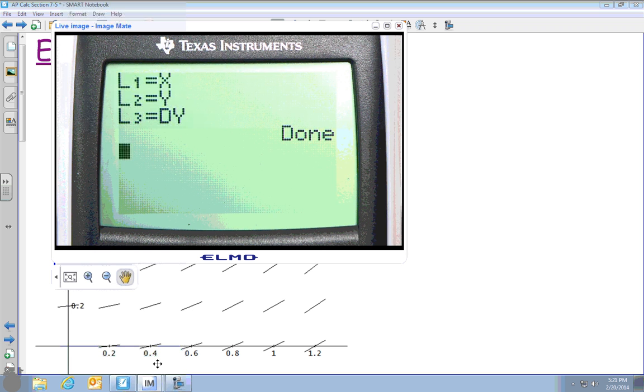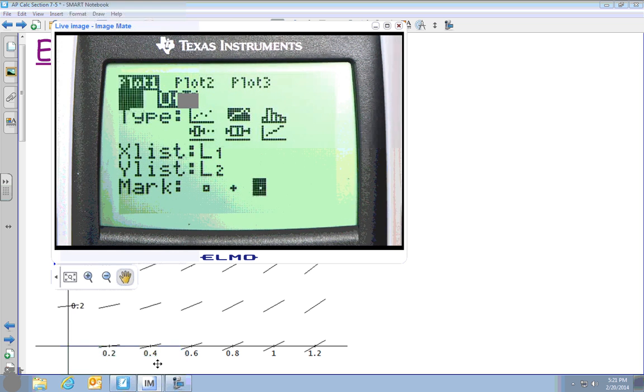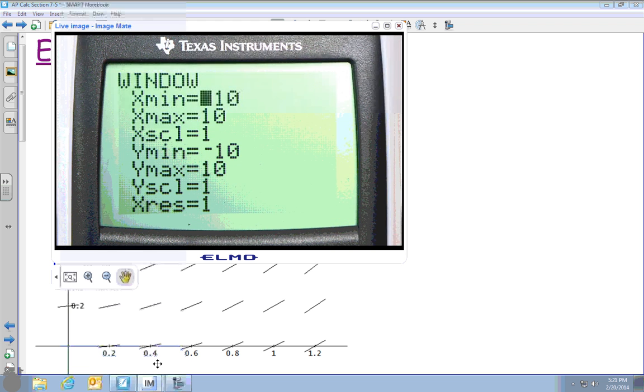And the nice thing about those is if you go to your stat plot, since it dumped these values into list 1 and list 2, I can turn on stat plot 1 and use the connected scatter plot here using list 1 and list 2, and let me change this to a bigger mark just so it's a little easier to see. We can go to our window, and we were working from 0 to 1.2, so let me go from negative 0.1 to 1.3, just so we can see a little bit on each side of this.